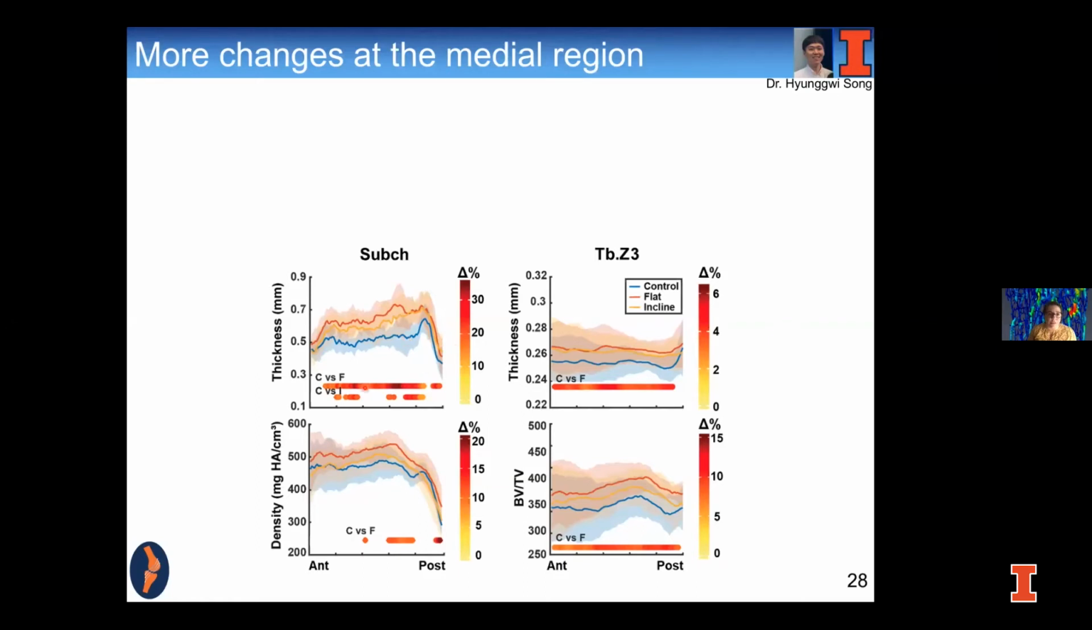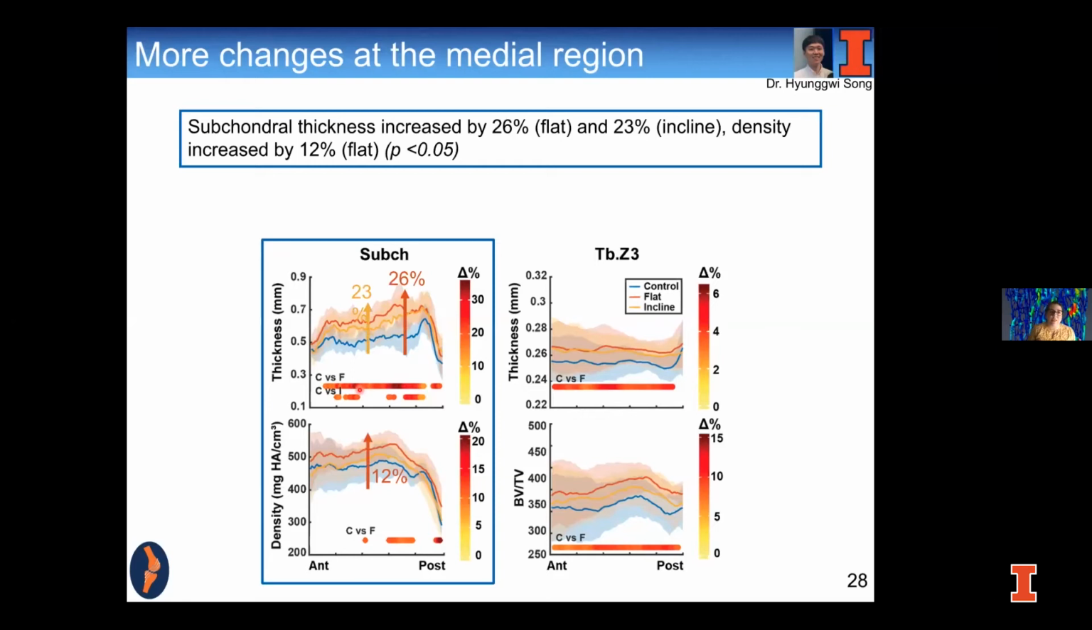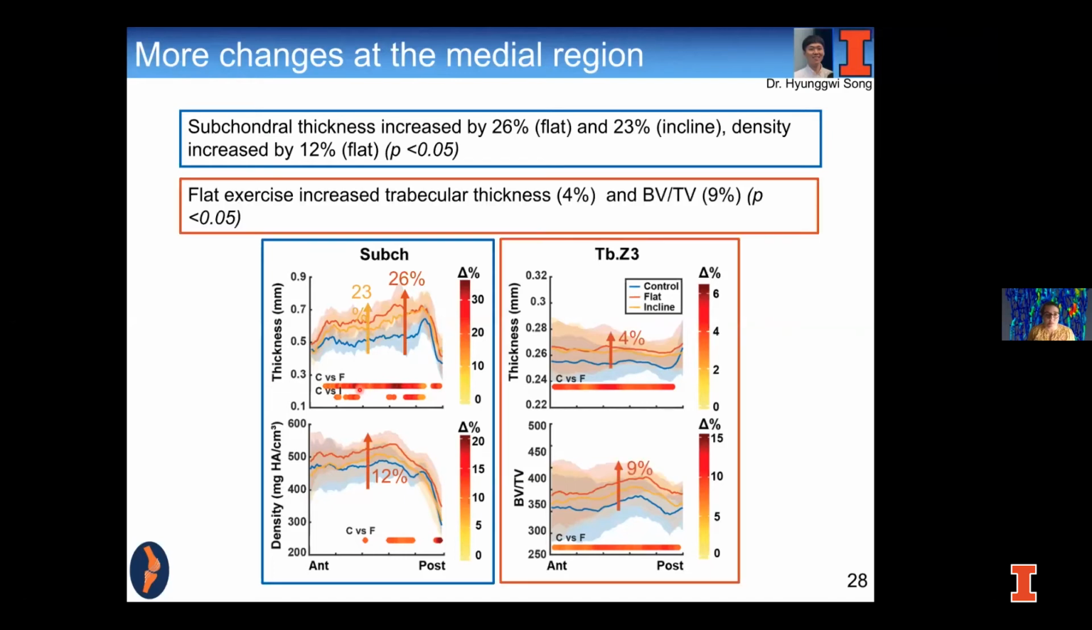And then the percent differences that were significantly different along the joint surface are shown in these dot plots here. The take-home message here is that exercise increased subchondral thickness by roughly 25% for both flat and incline, and density increased by 12% in the flat group, but not in the incline group. In terms of the trabecular zone, this is where we saw the greatest changes. We saw increases in bone volume fraction and thickness within this middle zone, but not in the zones towards the subchondral surface.